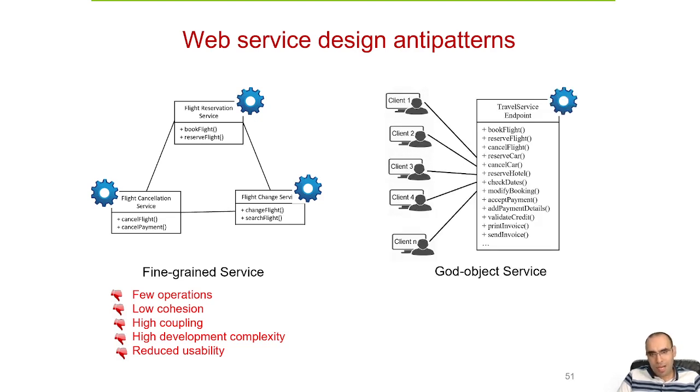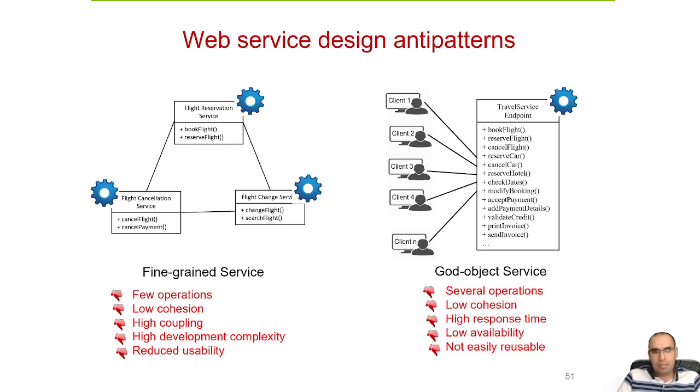On the other extreme, we find the God object web service, which is also called multi-service, which is a web service that has a lot of operations in its interface that are unrelated. This kind of web service is characterized by low cohesion, high response time, and often low availability, since it's invoked by many clients. It's not easy to reuse since it corresponds to several unrelated functionalities that are implemented in a single large interface.